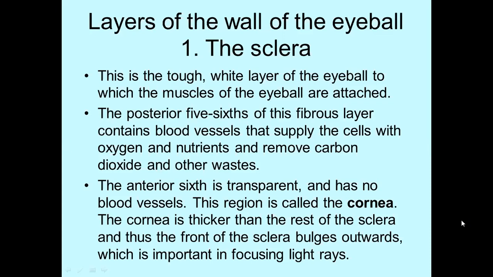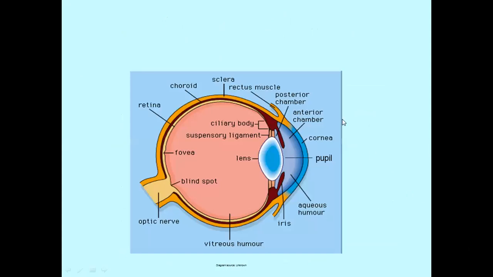So the posterior 5/6 of this fibrous layer contain blood vessels that supply the cells with oxygen and nutrients and remove carbon dioxide and other wastes. But the anterior 6th is transparent. It has no blood vessels. That part is called the cornea. The cornea is thicker than the rest of the sclera, and thus the front of the sclera bulges outwards, which is important in focusing light rays, and we'll talk about that.